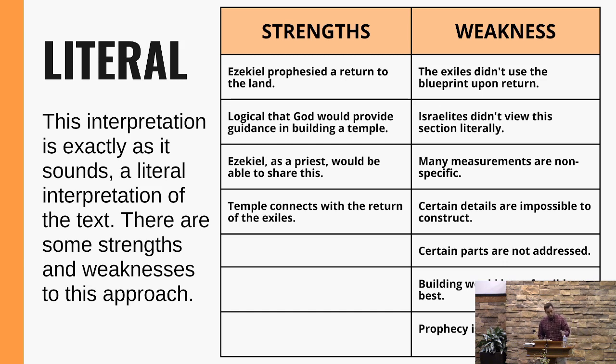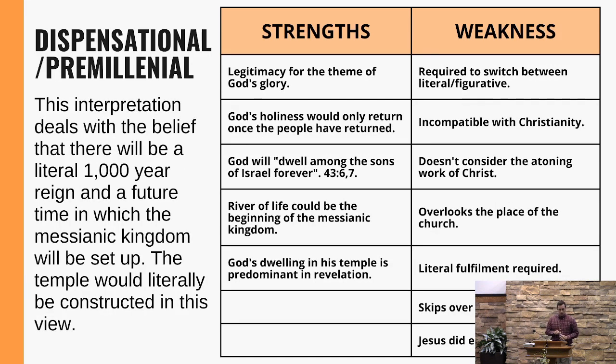God said that he would dwell among the sons of Israel forever. Thus, a literal fulfillment sometime in the future is plausible. It's in chapter 43, verses 6 and 7, that he would dwell with the sons of Israel forever. The river of life, which we see in chapter 47, at least is possibly the river of life, is indicative of a potential end of history and beginning of the Messianic kingdom.